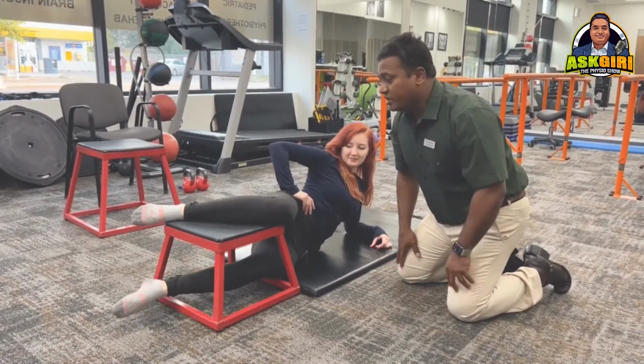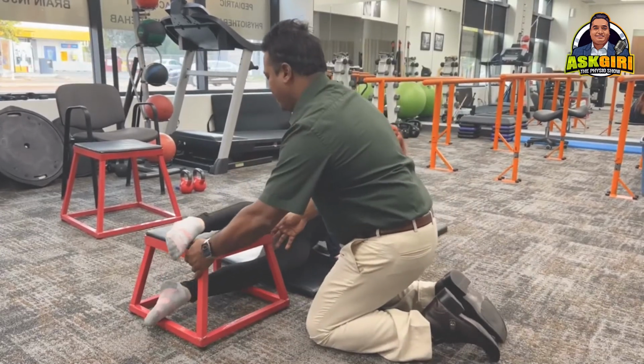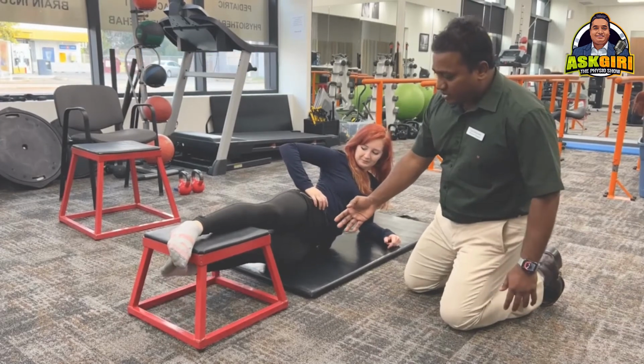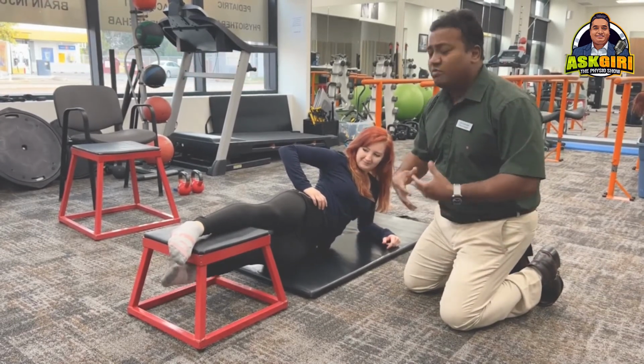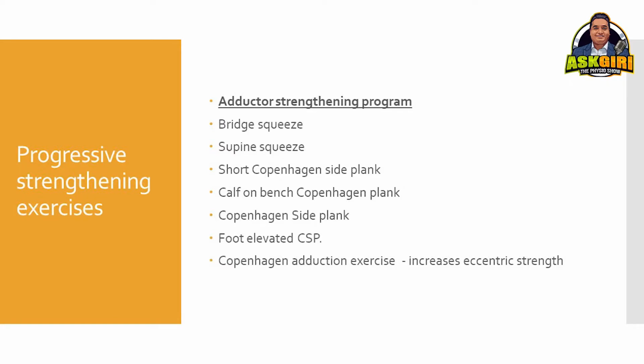Now let's go a little bit more, longer lever. We'll put the calf on the stool there. Yeah, and then you do the same thing. Look at that. So you're working on a little bit longer lever there, a little bit more work to the adductors. Good. Now we're going to do the Copenhagen plank exercise, right?